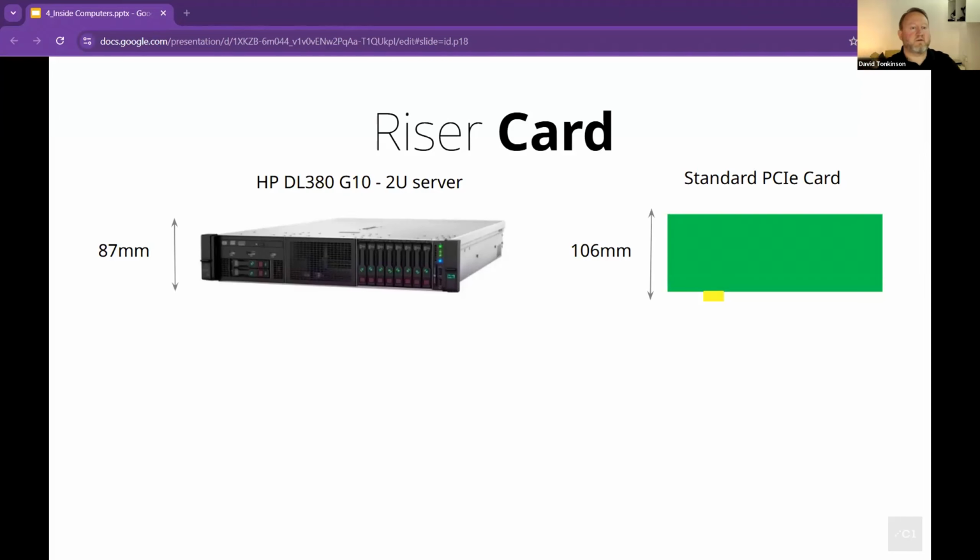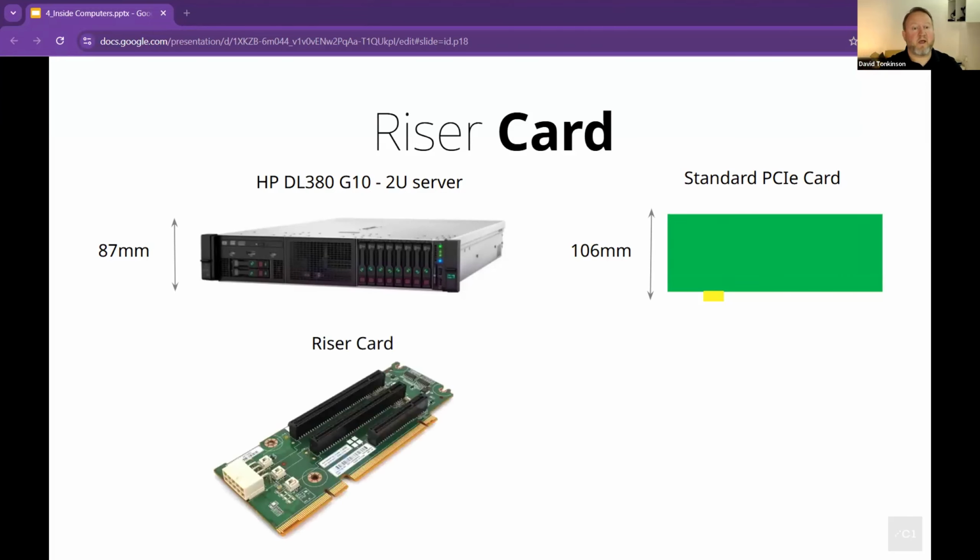So 2U is 87 millimeters. Your standard PCIe card is 106 millimeters, so they just don't fit. What we have here is a riser card. They can be called daughter cards. Essentially it's a card that slots into a PCIe slot and then puts the cards horizontally in the server instead of vertically.